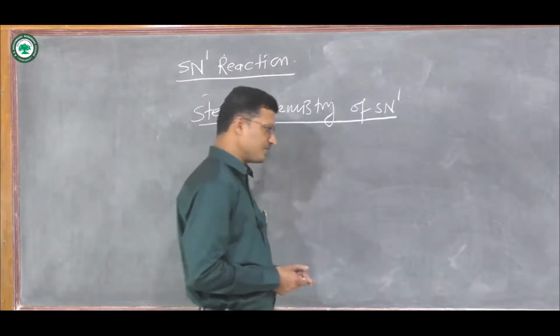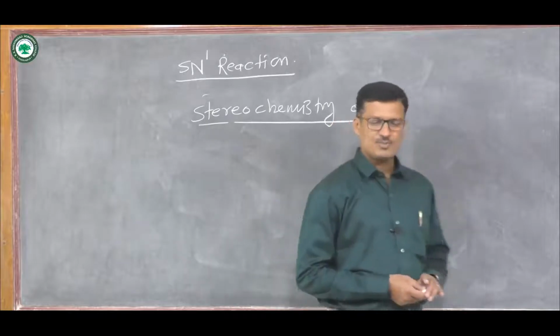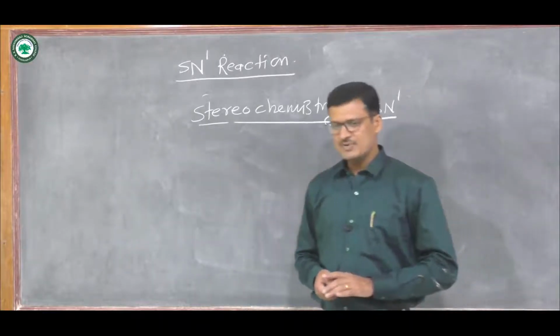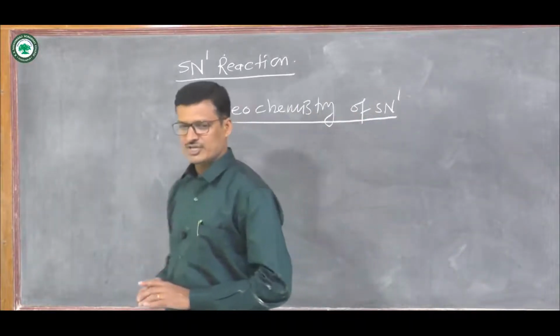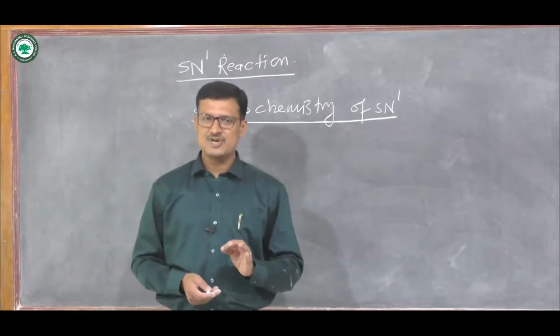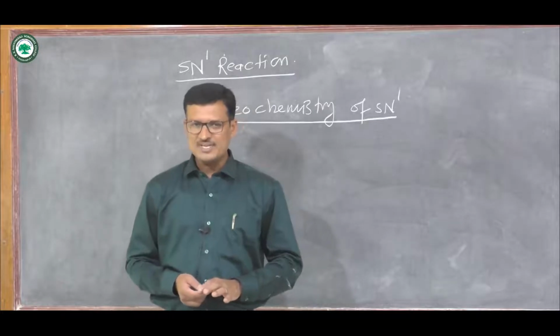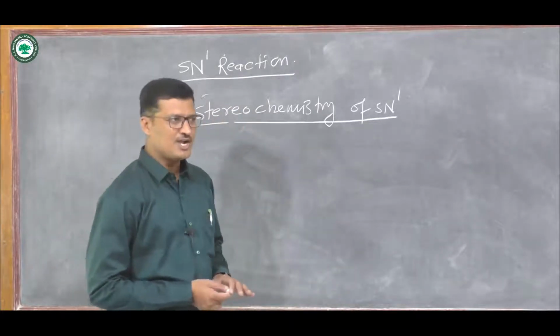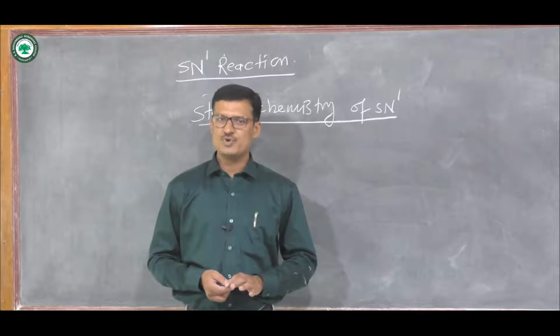And when we get the inverted product and retention product, then SN1 reaction ends up with inversion, ends up with racemization. But what happens in case of the SN1 reaction, the 100% racemization we don't observe.